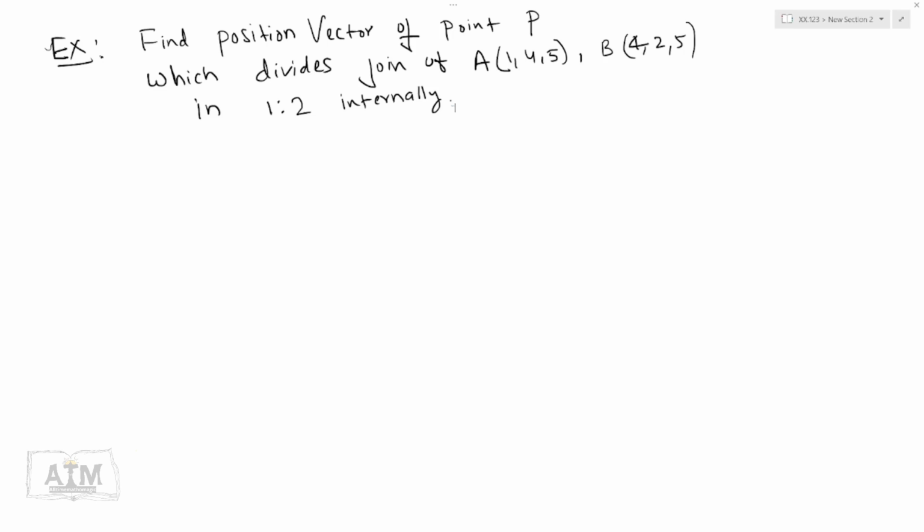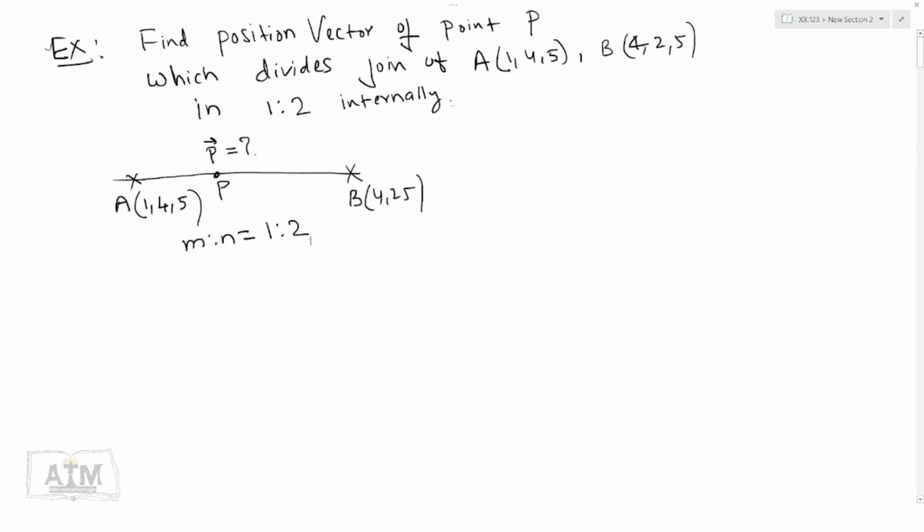For example, let us solve the question. Find the position vector of point P which divides the join of A(1,4,5) and B(4,2,5) in the ratio 1:2 internally. So we'll solve this question now. First of all, we draw the diagram here. Point A, that is (1,4,5), and point B (4,2,5), and the ratio m:n is 1:2 internally. There are the two divisions.